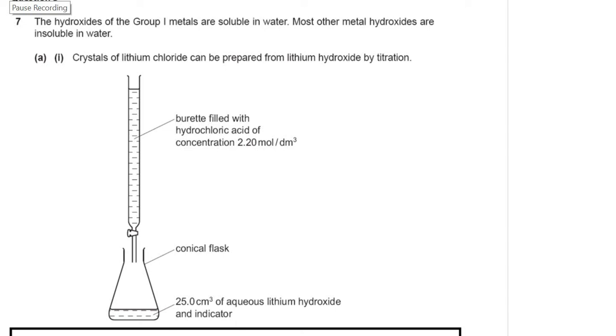Next question is a titration question. There's a bit of blurb about metals, Group 1 metals being soluble. Here we're going to make crystals of lithium chloride by titration. We've got hydrochloric acid in the burette, and lithium hydroxide in the conical flask. So here's our acid, and here's our base. And we've got an indicator in there.